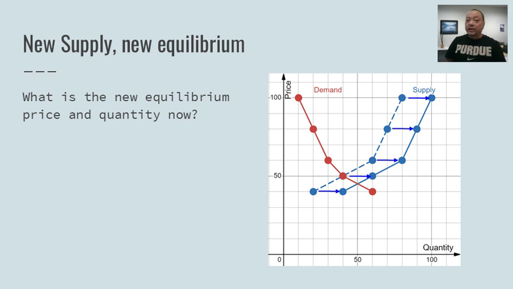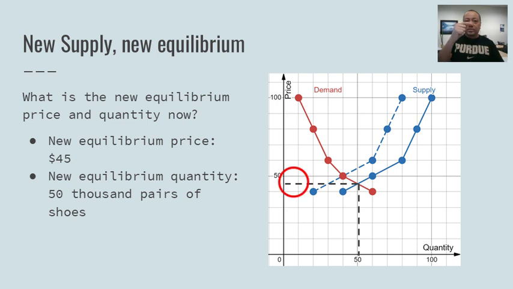To find the new equilibrium, look at where the demand and supply curves intersect. The price there is $45. The new equilibrium price is $45. And the quantity there is 50. The new equilibrium quantity is 50,000 pairs. Are we good? Let's summarize.